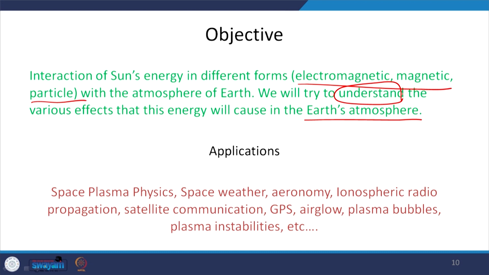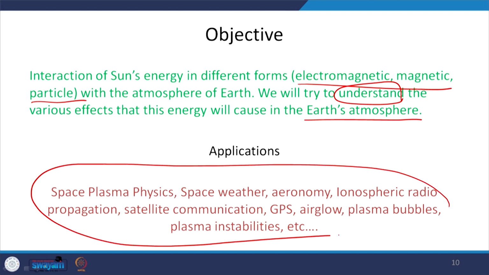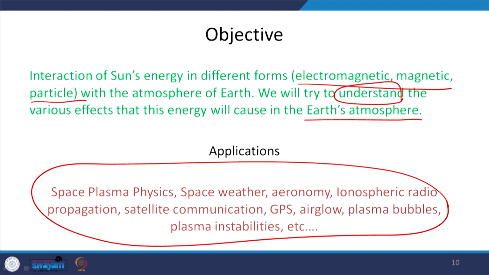For example, space plasma physics, space weather, aeronomy, ionospheric radio wave propagation, plasma instabilities, satellite communication, GPS, airglow, plasma bubbles, etc. What I mean to say is that all these various aspects of science and technology are very much dependent on the understanding of the sun and its energy on the Earth's atmosphere. So, all these areas make potential use of the understanding. Let us see how these two things are coupled.